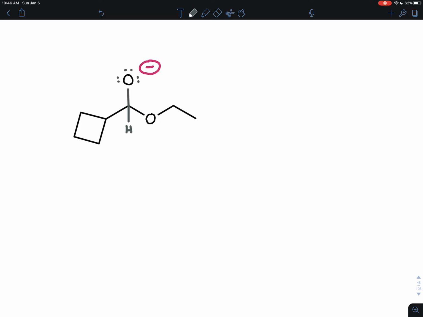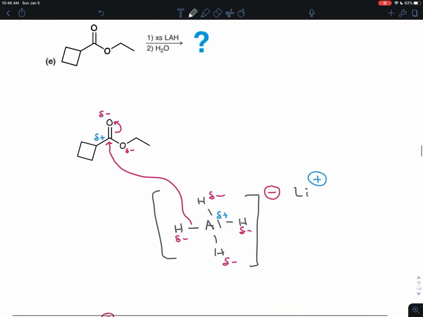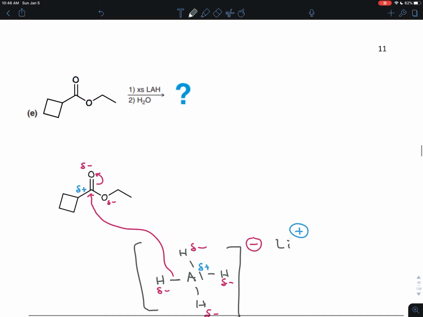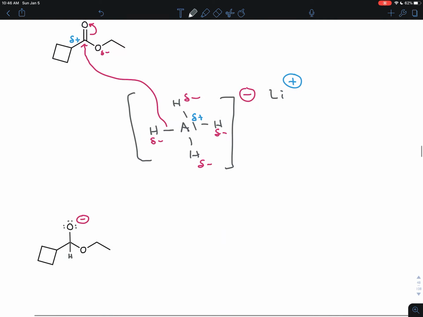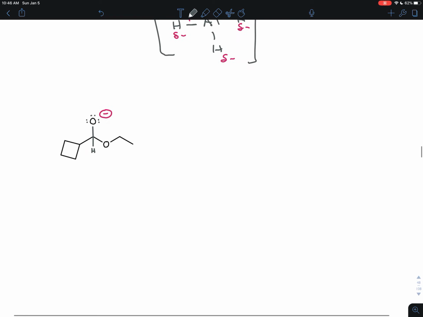So it's a tetrahedral intermediate. This negative oxygen is flailing around like a flag in the wind, and it's very reactive. Now remember, we haven't added water yet. We're adding excess lithium aluminum hydride, and this excess here really is just an abbreviation for the word excess. That means we're going to have more than one equivalent of this lithium aluminum hydride.